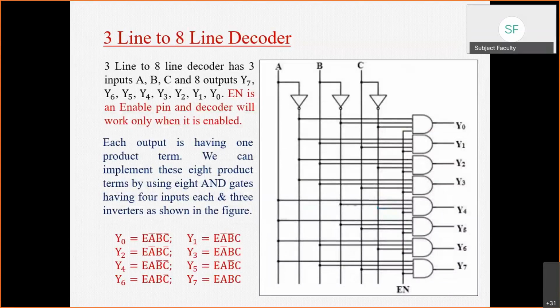Then the next topic is 3-line to 8-line decoder. So now we have understood the relation between the number of inputs and the number of outputs: the number of outputs is 2 raised to n, where n is the number of inputs. In this case, the number of inputs is 3, so the number of outputs will be 2 raised to power 3, that is 8. Hence this decoder has 3 inputs and 8 output lines from Y0, Y1 up to Y7.